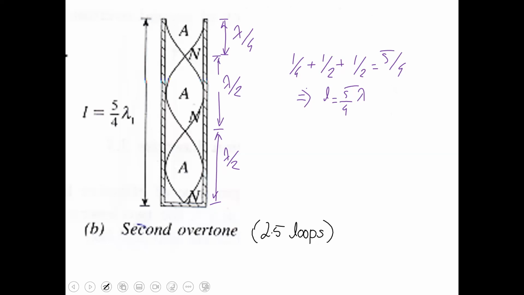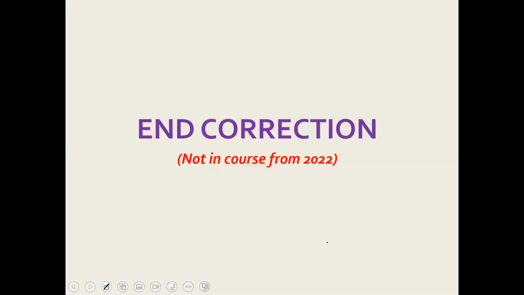And if you count node to node, lambda by 2, another node to node, another lambda by 2, then there is a node to antinode, then it is a quarter lambda. So lambda by 4 plus lambda by 2 plus lambda by 2. And as I mentioned, in this area of the syllabus, it's a very important calculation.